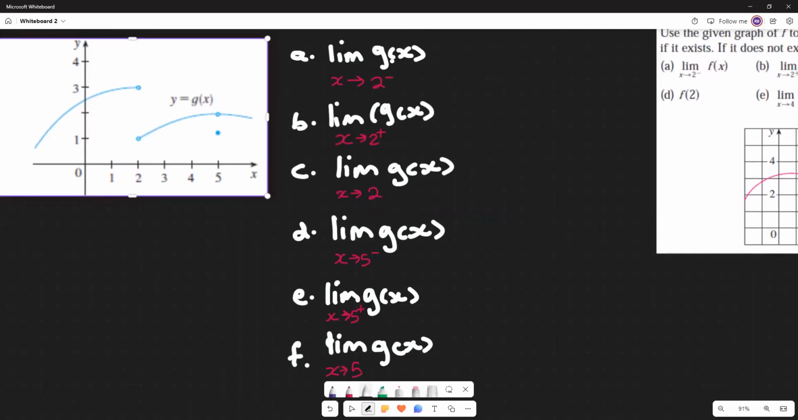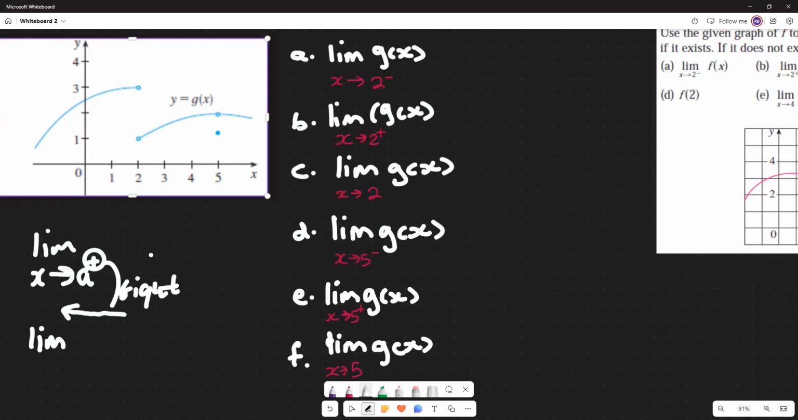So here, we're going to do one-sided limits, ne? By one-sided limits, I mean this. If I have a limit as x approaches a with a plus there, this means I'm moving from the right. I'm approaching it this way, ne? The positive means we move from the right. Sharp.